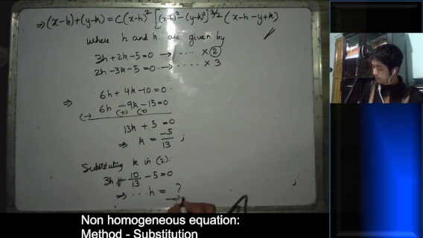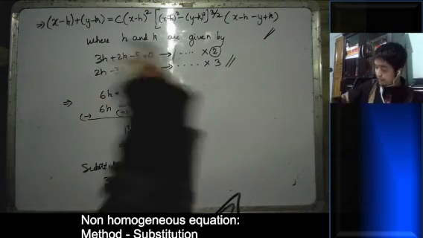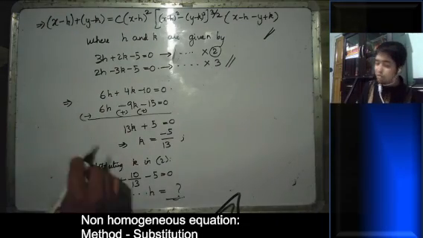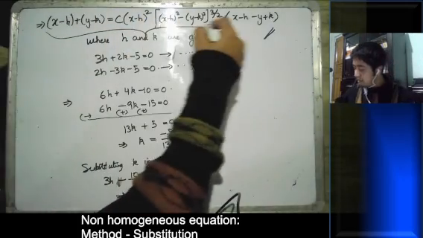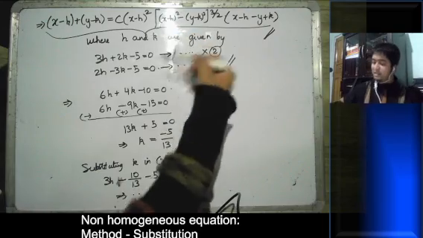So you can leave it up to here, or you can solve for the values of h and k, that depends on you, but this is our general solution, where h and k are given by this.